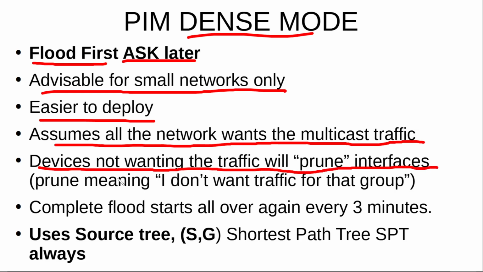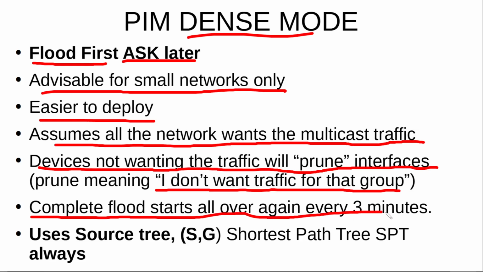That means that these devices will tell upstream devices that they don't want traffic for that specific group or for all groups. So no matter how many prunes are set, the complete flood will start all over again every 3 minutes. Dense mode will use source trees always. That means that you will see S, G entries in your multicast routing table.